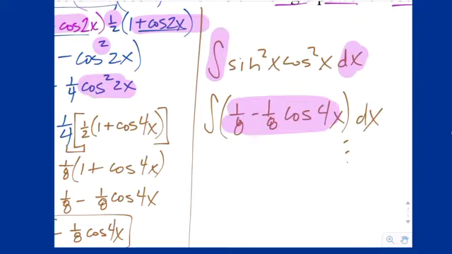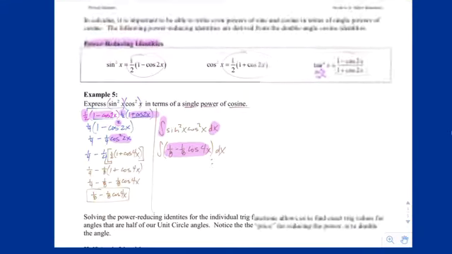So that's why identities are so important. They can take an expression that is otherwise something you're unable to work with, and express it in something that is equivalent, but much easier to work with. It's a mathematical synonym. So power reducing identities, pretty sweet.